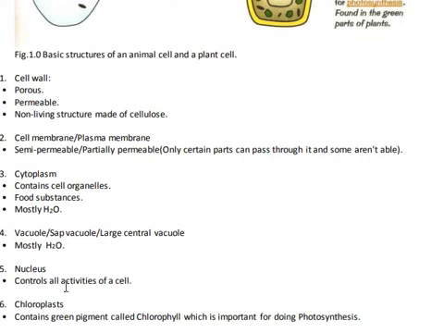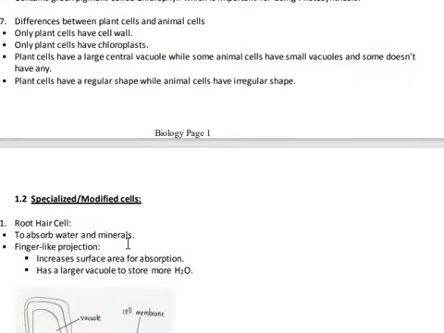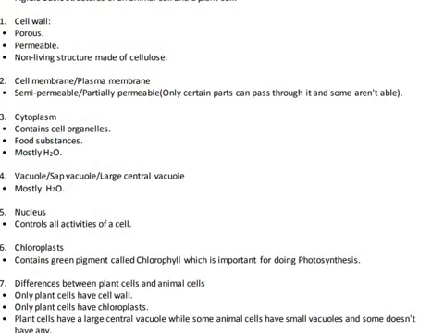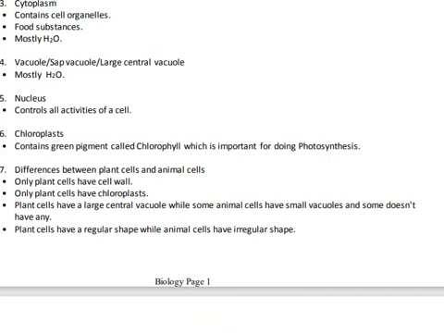The nucleus, we said that it controls all cell activities. Apart from that, we also said that it contains the genetic material, the DNA, and also produces ribosomes. Then chloroplasts: the chloroplast contains the green pigment called chlorophyll, which is important in photosynthesis. The green pigment chlorophyll absorbs the sunlight energy, which is used in photosynthesis.